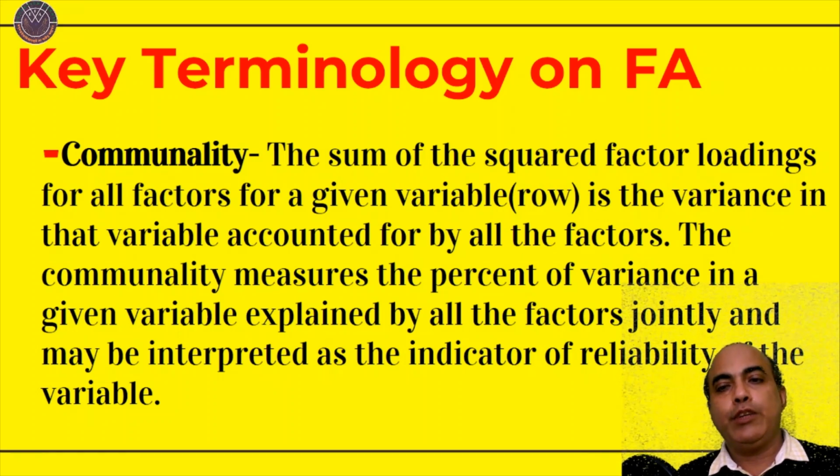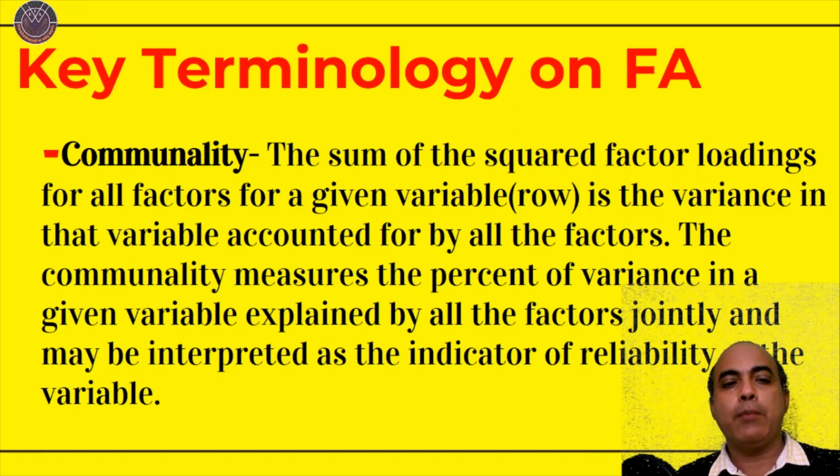So I already told you what is factor loading. If you square it, then it becomes the variance. So communality, for a particular variable in a row, is the addition of the squared terms of factor loadings across different factors. You will understand when you see the example.